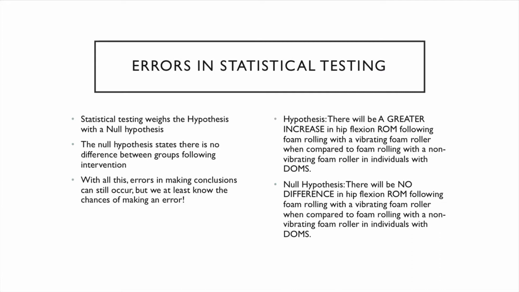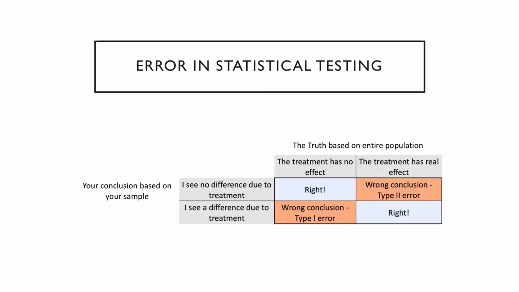So in reality, one of those two is true. Either foam rolling with a vibrating foam roller does yield an increased range of motion, or it doesn't. With our study, we're trying to figure out which of these hypotheses is true, the null hypothesis or the research hypothesis. That brings me to the concept of errors, right? What we're doing with hypothesis testing is trying to limit the chance of making an error by setting the p-value, the alpha value, at a specific level.